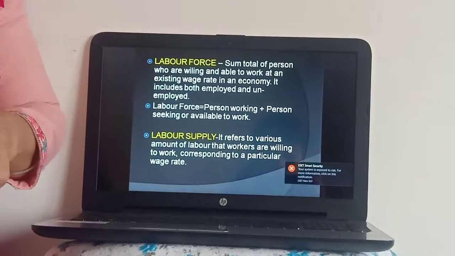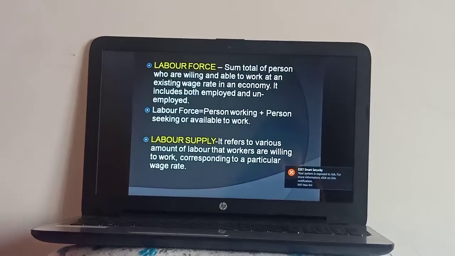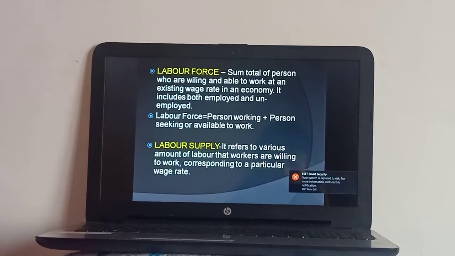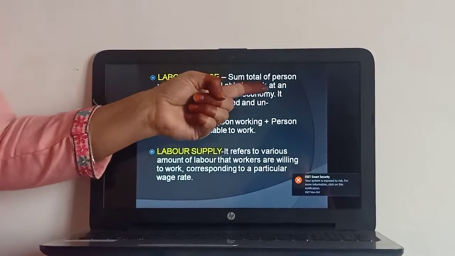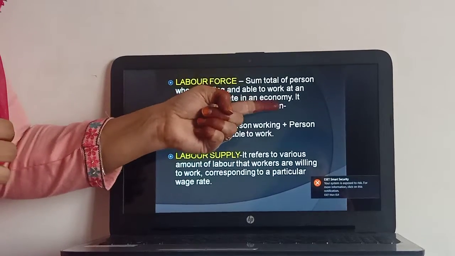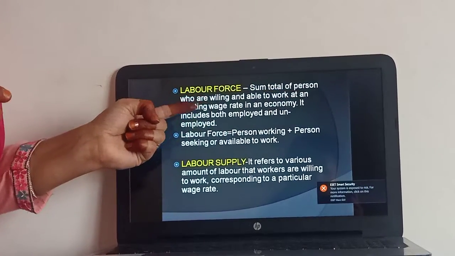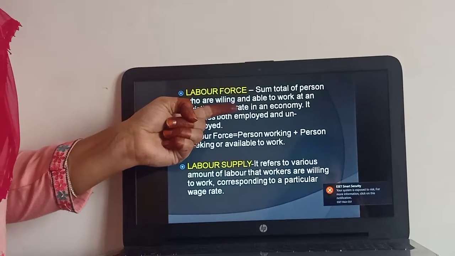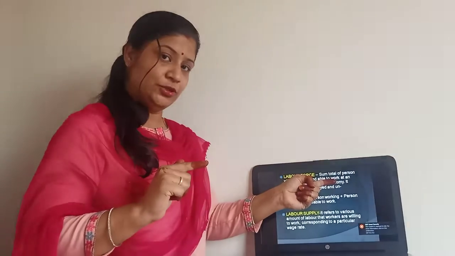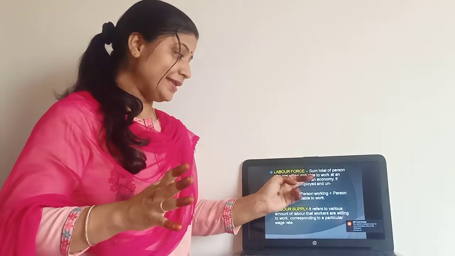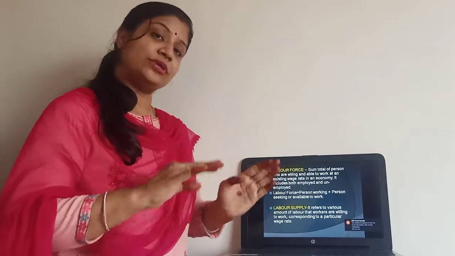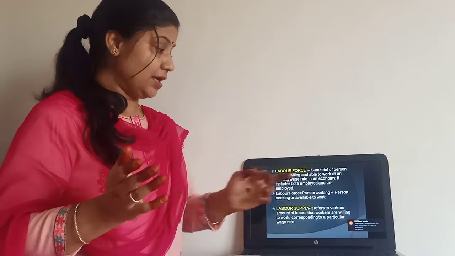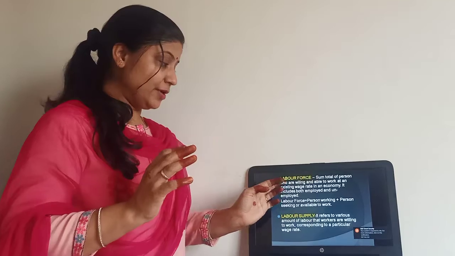Now we will see what actually is the labor force and labor supply. Labor force means the sum total of persons who are willing and able to work at an existing wage rate in the economy. Now pay attention: persons who are willing, that means they have a wish to work, and able to work. Able means they are physically capable and have all the qualities. So willingness and ability to work at an existing rate in an economy. It includes both employment and unemployment. That whole population will be called the labor force.